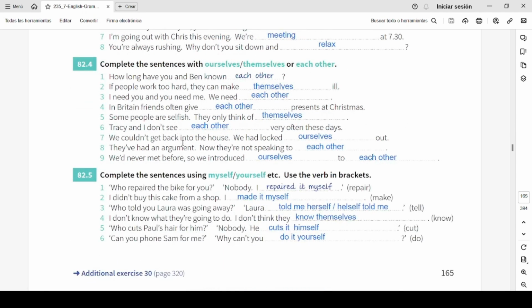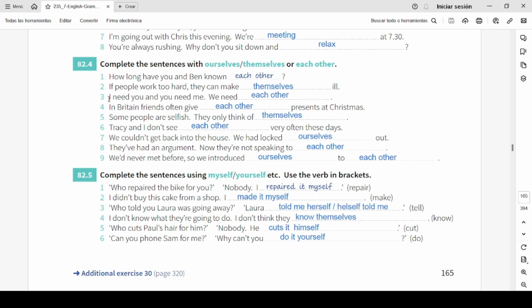Next one. Complete a sentence with ourselves, themselves, or each other. The first one. How long have you and Ben known each other? Right? That's exactly the same example from the grammar section. If people work too hard, they can make themselves ill. Right?